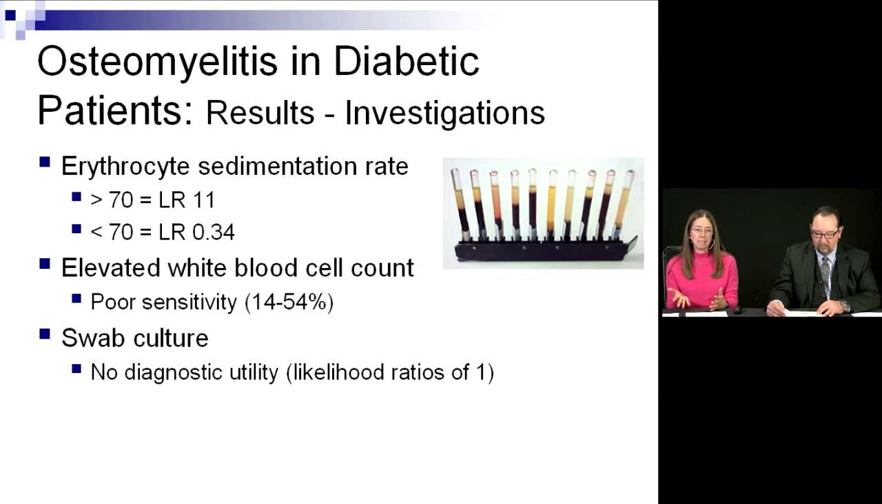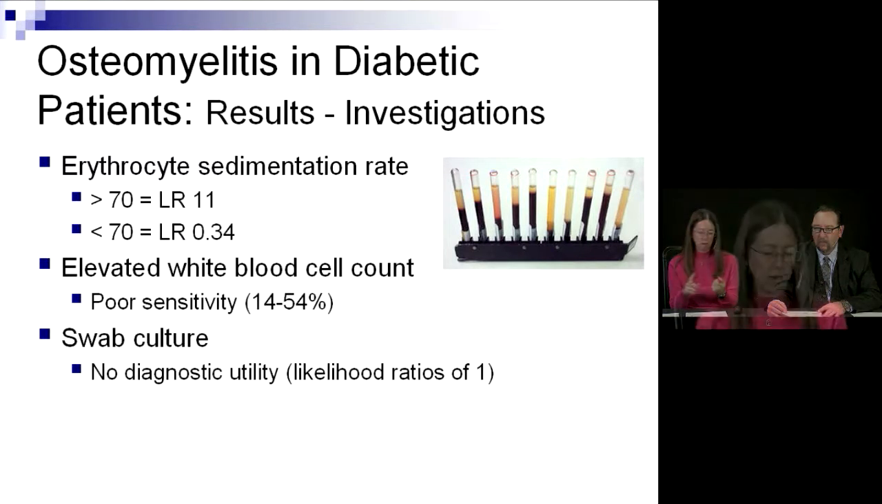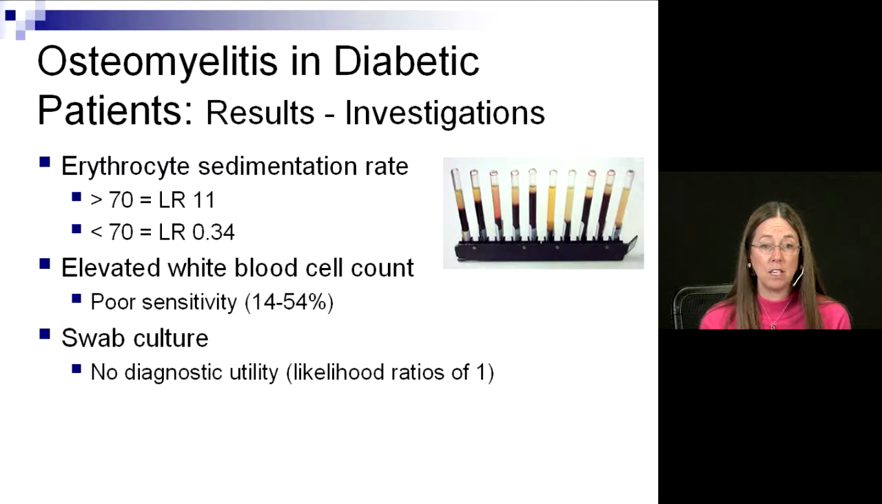Now, if you get to tests that we can do, a SED rate, that one is out of the park. It's a likelihood ratio of 11. So if your SED rate is over 70, which makes sense, the three things that cause super elevated SED rates, one, basically chronic infections, one of which is osteo. Osteo is way up there, a huge one.